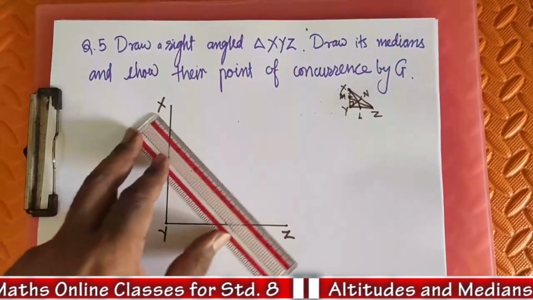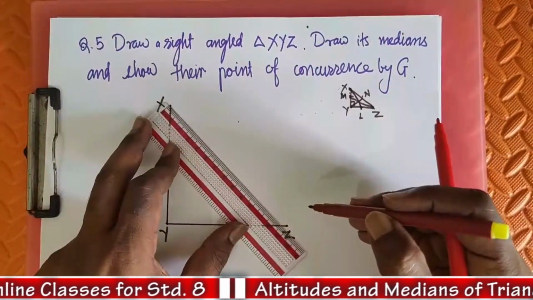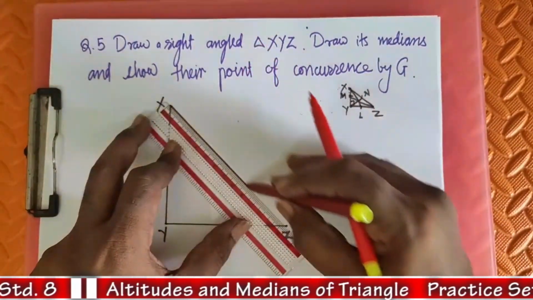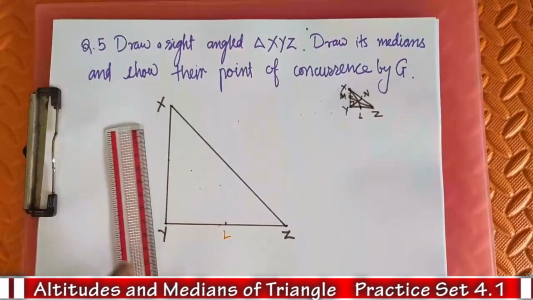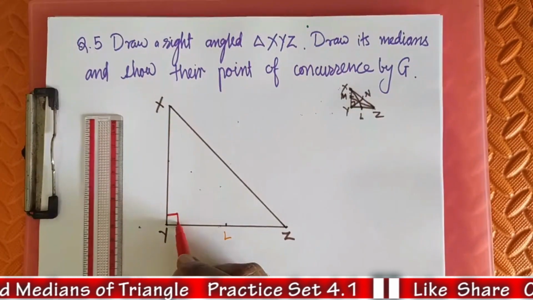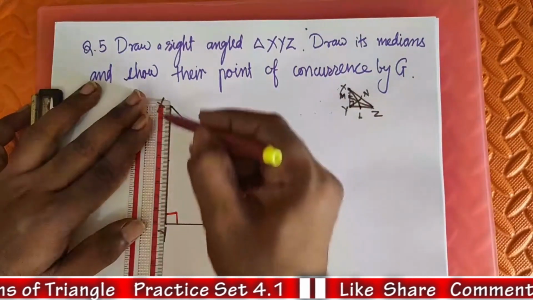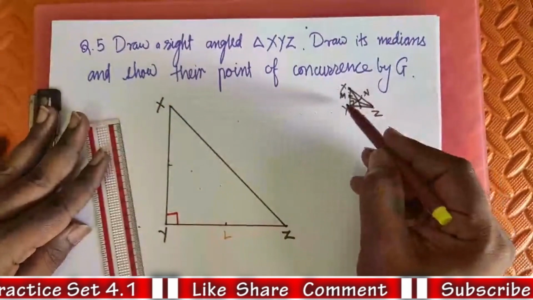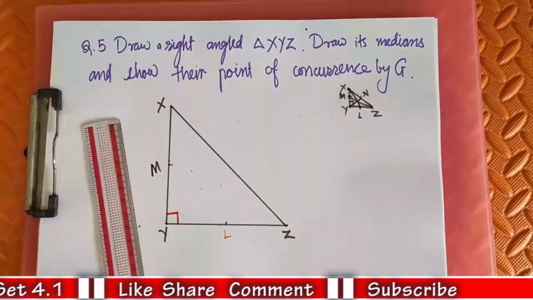Join these 2 points, point X and point Z, or vertex X and vertex Z. Give here symbol of 90 degree. Similarly, here 4.5 centimeter distance. Your name we have given M.